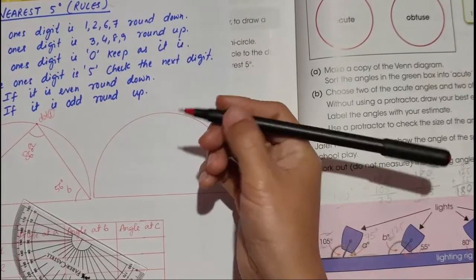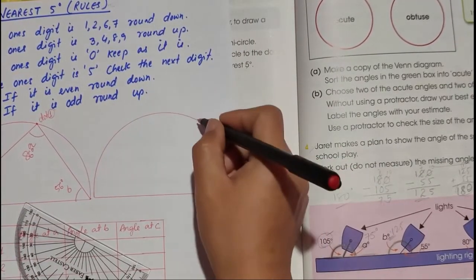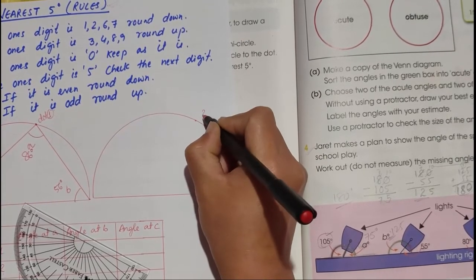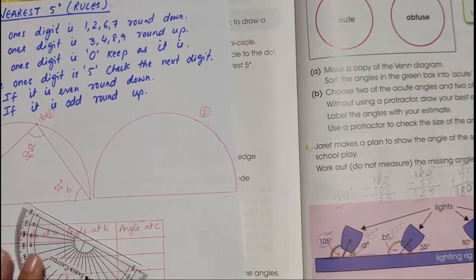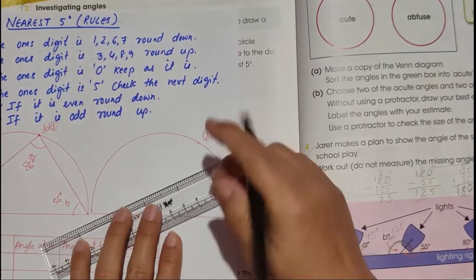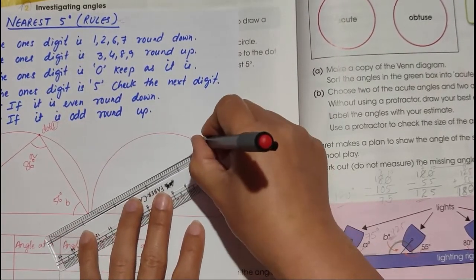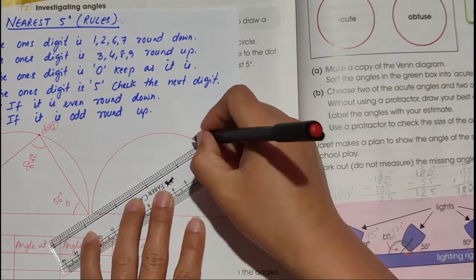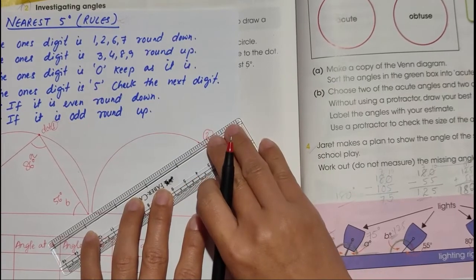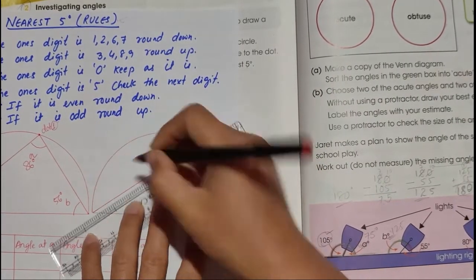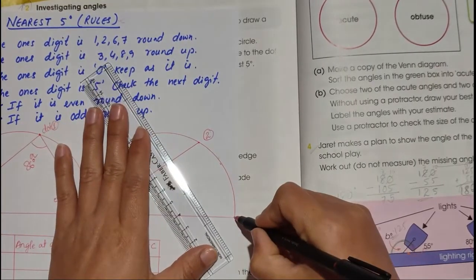For dot number 2, the steps say take the dot anywhere. So I'm going to take the dot over here. This will be for dot number 2. And then draw a line joining this dot with the corner of the semicircle. Then another corner.